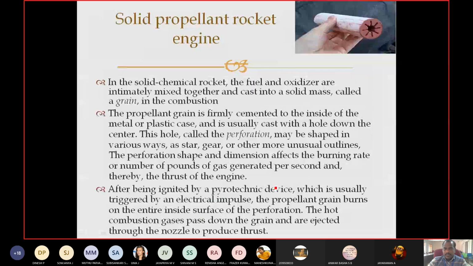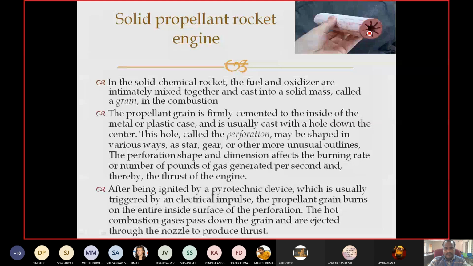Also we have solid propellant rocket engines. So this is the diagram of a solid propellant. In solid chemical rockets, the fuel and oxidizers are intimately mixed together and cast into a solid mass called grains. So these are the grains. In the combustion case, the propellant grain is firmly cemented to the inside of the metal or plastic case and is usually cast with a hole down the center.